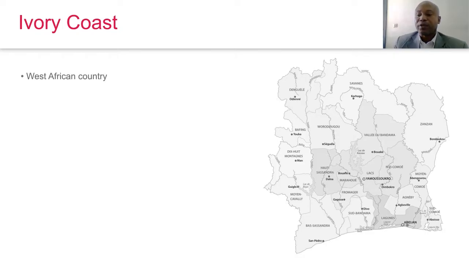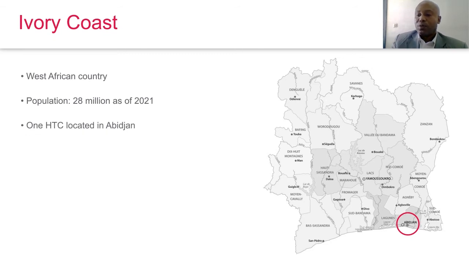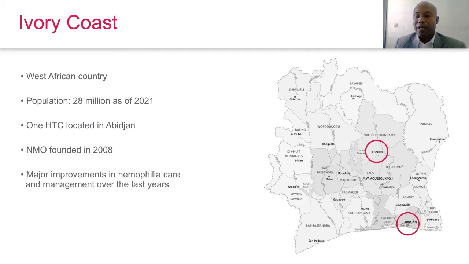Ivory Coast is a West African country with an estimated population of about 28 million inhabitants as of 2021. We have a hemophilia treatment center located in the capital, Abidjan, with an annex in Bouaké, in the center of the country. The patient organization was created in 2008. We observed major improvements in hemophilia care and management over the last years.